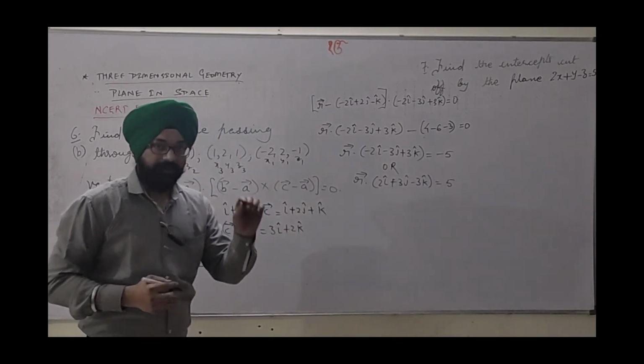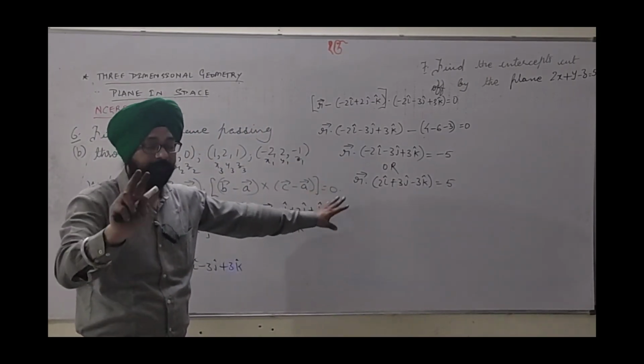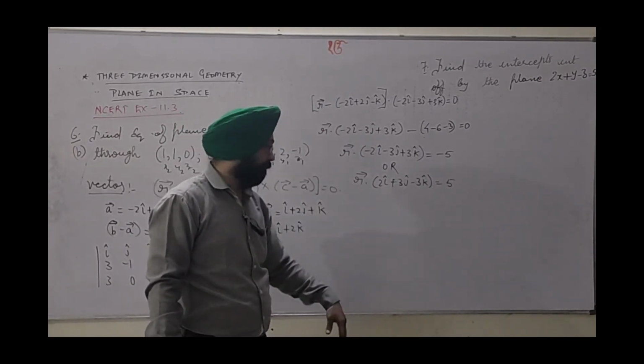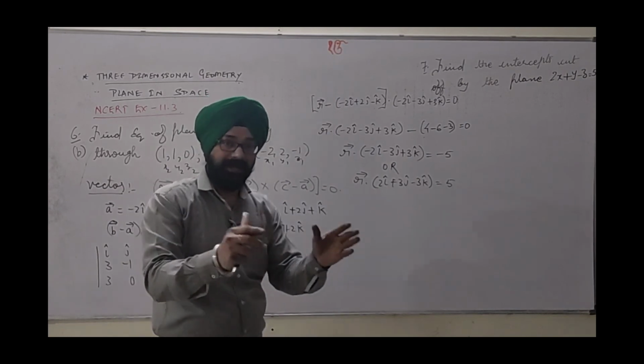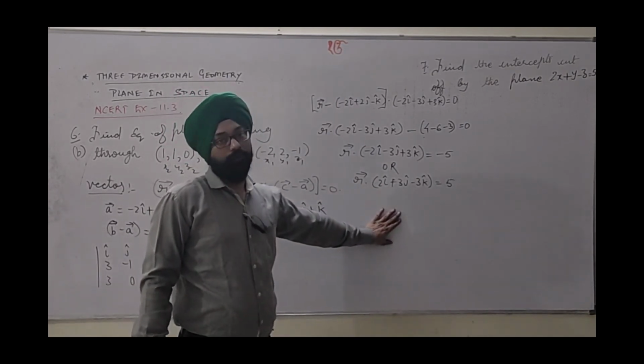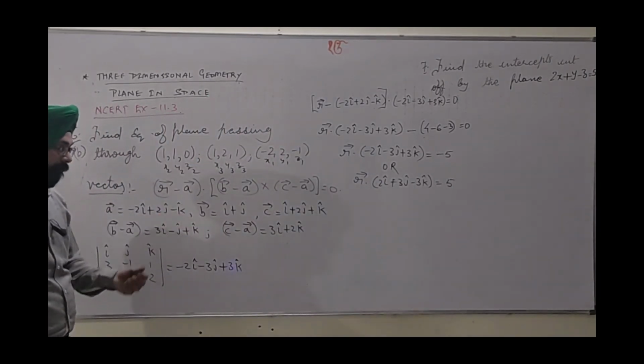Do not forget, repeatedly I am saying, this is not a normal form, this is a scalar product form. Okay, second one, it's not the first case. So finally we have obtained r dot n vector equal to d. So this is the vector equation of the plane required. I hope you have understood. Simply I am applying the concept.